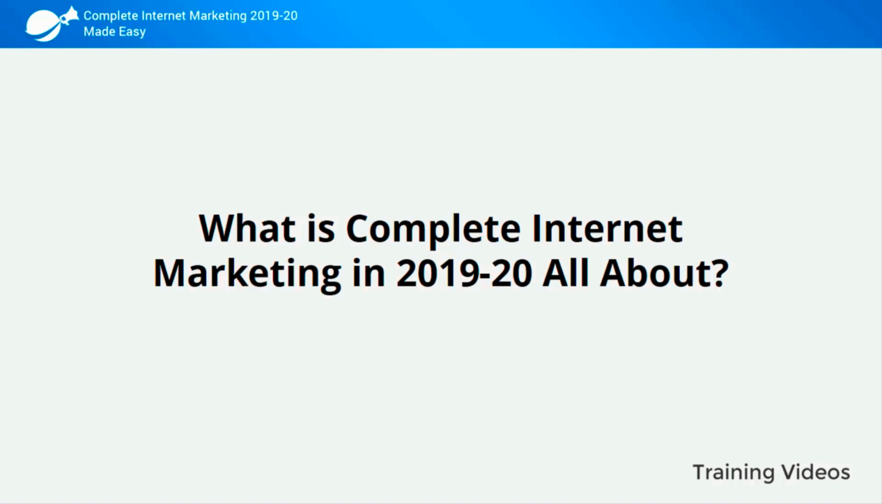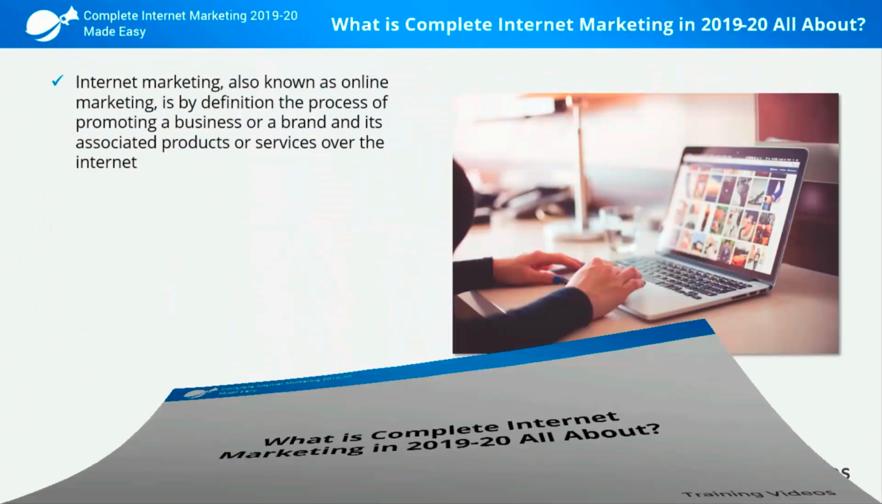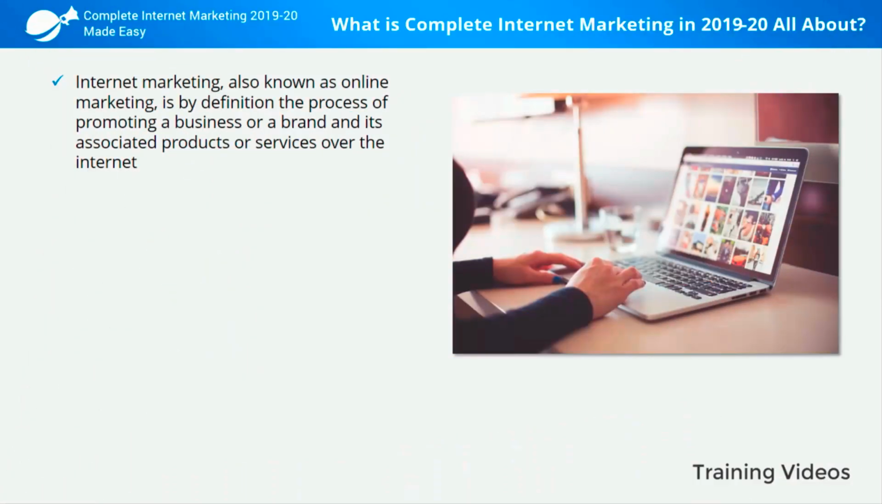What is complete internet marketing in 2019 and 2020 all about? Internet marketing, also known as online marketing, is by definition the process of promoting a business or brand and its associated products or services over the internet. The goal of internet marketing is to generate traffic, leads, and sales. What people struggle with when trying to understand internet marketing is how to actually do internet marketing. And there are a lot of methods out there.